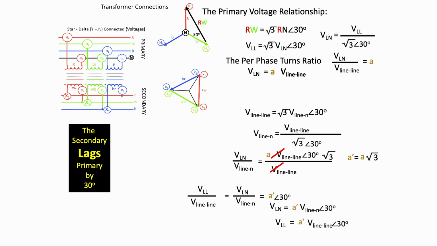And I can rewrite the equation again, and this time it's the voltage line to line primary is equal to A primed, the voltage line to line secondary at 30 degrees.